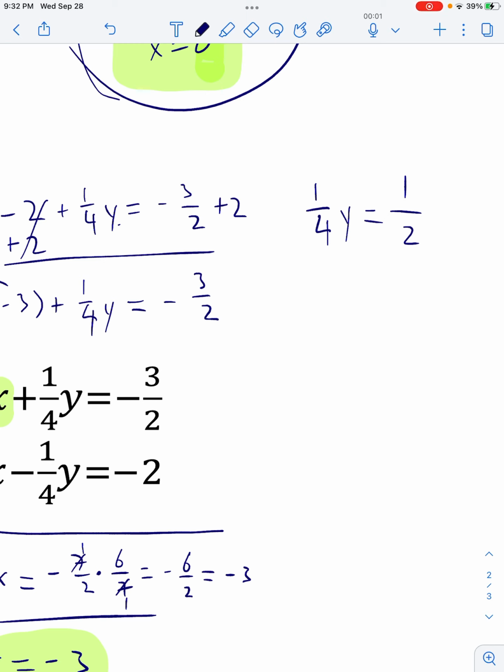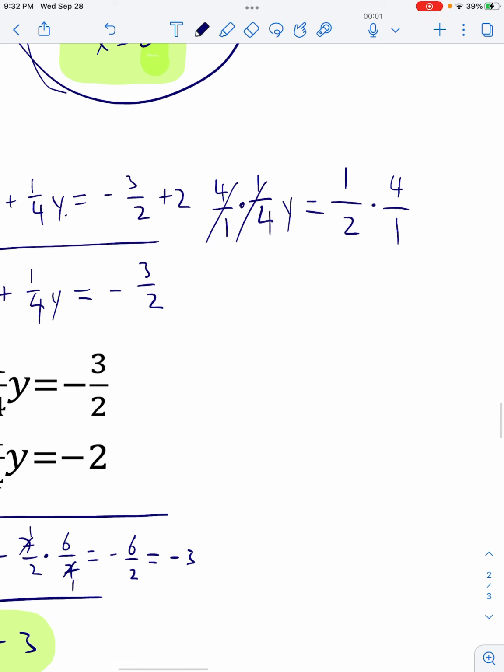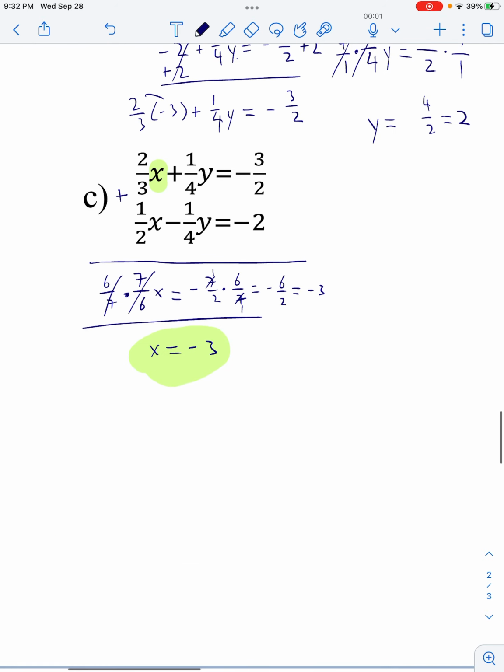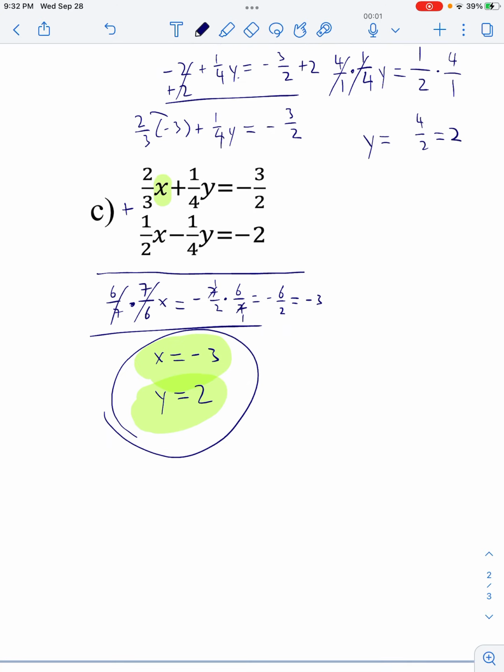Then I just got to multiply both sides by 4/1 to get rid of that 1/4 next to y. These cancel. I get y equals 4 over 2, which equals 2. So I got y equals 2. That's my second part of my solution, okay? That's my final answer: x equals -3, y equals 2, okay?